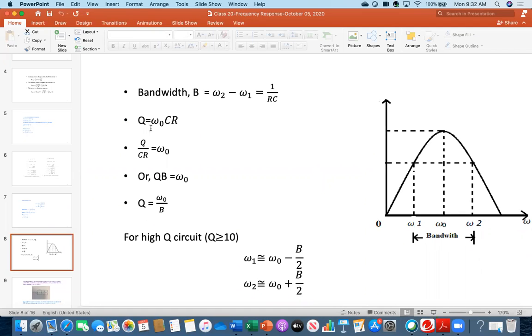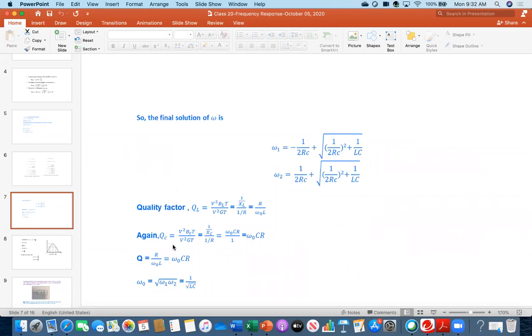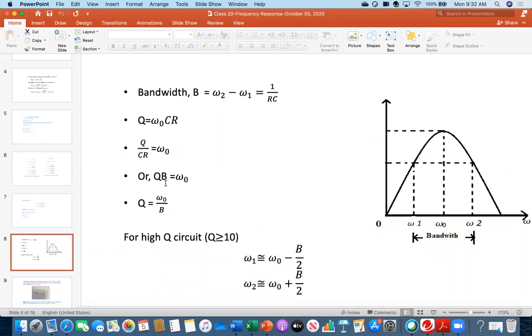So again, I am writing this one, Q equals omega naught CR, that we concluded here. Because 1 over RC is B, I am relating it with that B. So finally, you can say Q equals omega naught over B. We also got the same thing in the case of the series circuit.